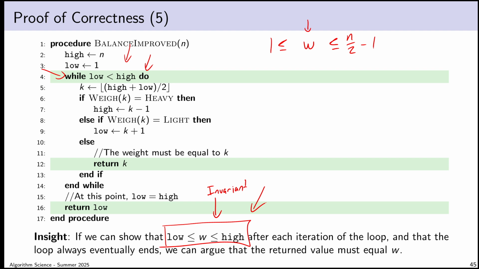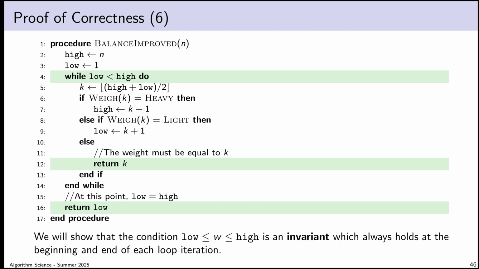And the idea here is that if I can demonstrate that low and high always have W sandwiched between them, then later if I can demonstrate that low and high keep getting closer together, well then it's true that by the time that low and high are equal, W has to equal both of them. And so the technique I'm using is the technique of using an invariant to prove the correctness of the algorithm.